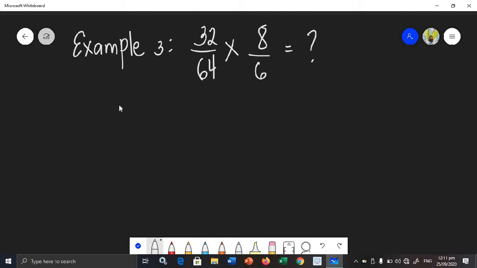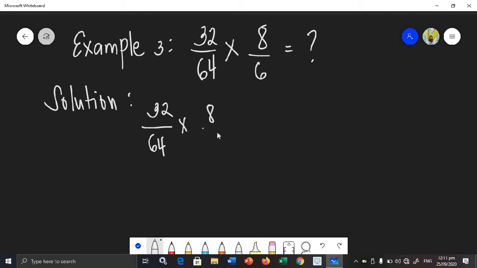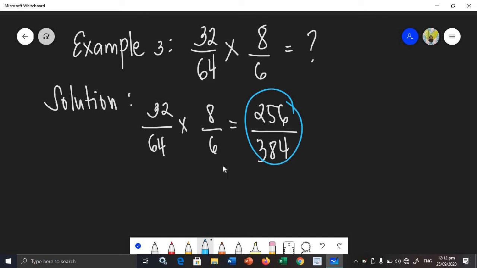So, let's try, okay? Let's say, yung solution natin will be this. Okay? Kung i-multiply lang natin and sa huli tayo magsisimplify. So, 32 over 64 times 8 over 6. So, 32 times 8, that is 256, all over 64 times 6, that is 384. As you can see, di ba? Sobrang hirap ng hanapin ng GCF nito kasi they are large numbers.